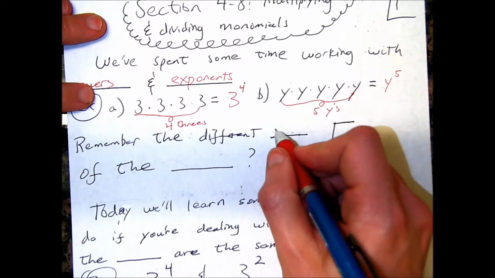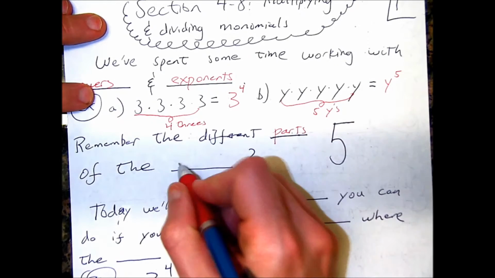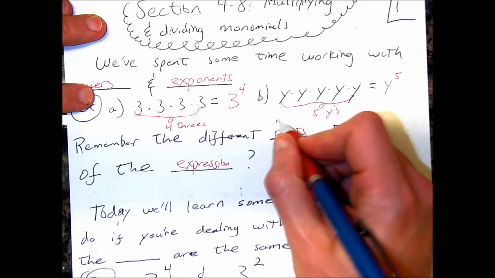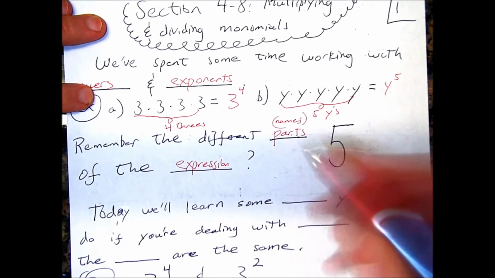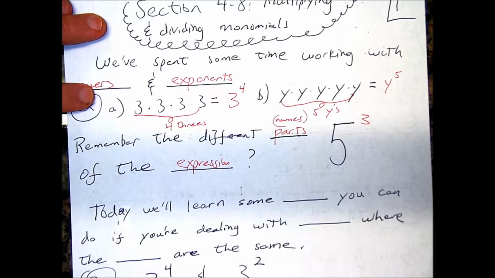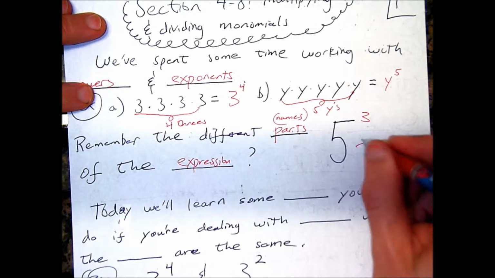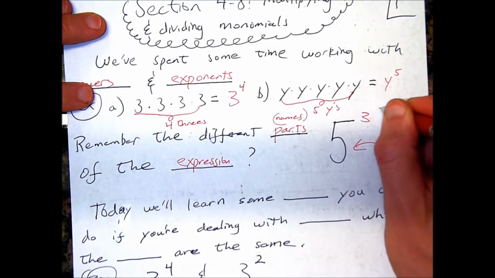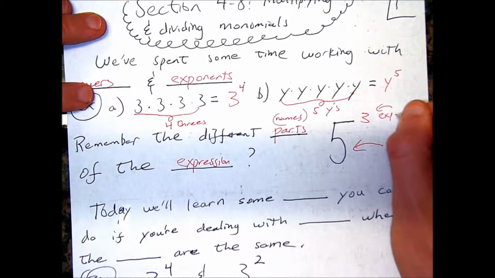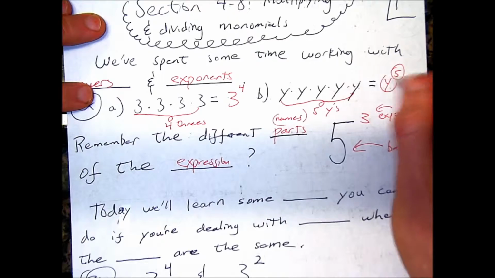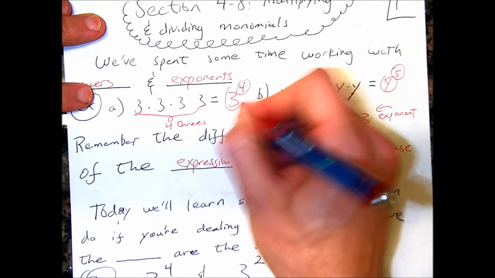So just remember the different parts of the expression, the different names. Each piece has a different name. So if I have something like 5 to the third, remember in your notes, what did I call 5? I called it the base. And what did I call 3? We call that the exponent. So here, this is the exponent. That's the base. Exponent, base.